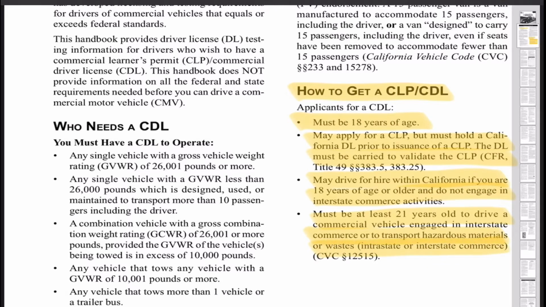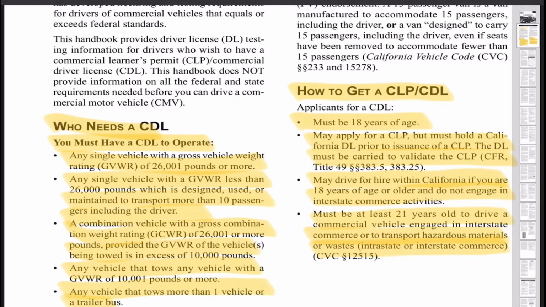Actually, you have to be 21 years old if you're going to go interstate. You can only drive intrastate if you're 18. Now let's go to who needs a CDL. You must have a CDL to operate 26,001 pounds. So basically that little diagram that we went over, this is describing it in words. All right, so make sure you read through that.